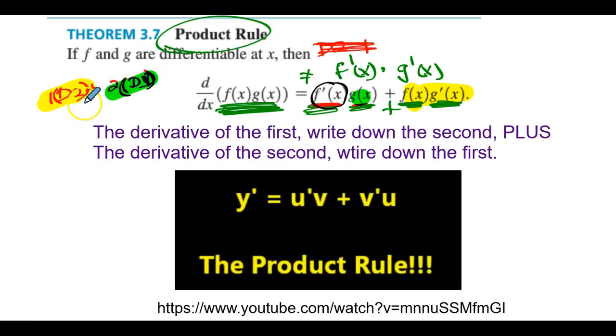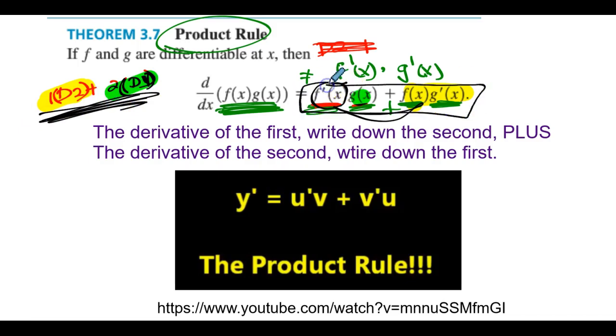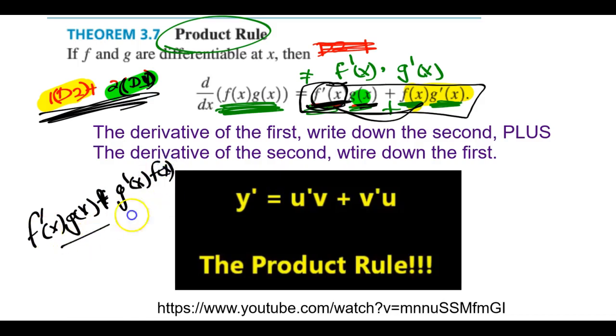So 1D2, and then I flipped them because 5 plus 4 is the same thing as 4 plus 5 in any order. So it seems like most students like 1D2 plus 2D1. But if you're following My Math Lab or the book, I think they teach this definition, which is take the derivative of the first, write down the second, plus the derivative of the second, write down the first. But it doesn't really matter.